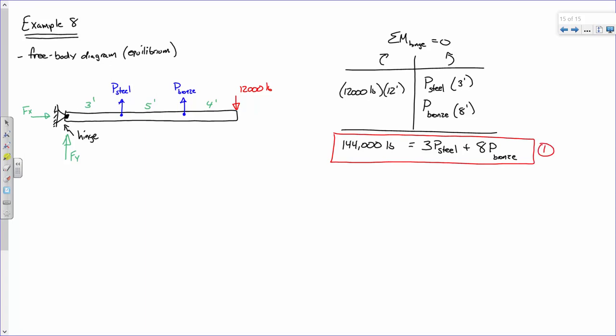But again, much like the previous problem, that doesn't tell me anything, okay? Like, if all I have is this equation, that's not enough. I can guess a value of P steel and then determine, well, if this is P steel, what's P bronze and vice versa, but it doesn't glean any additional insight into the problem. It doesn't tell me anything. However, the compatibility does, okay?